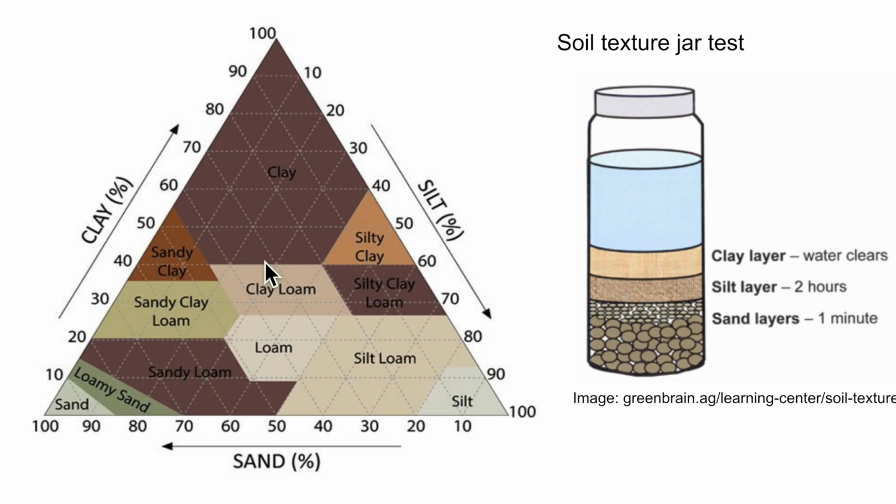You can do a simple test of your soil texture by filling a jar half full of your soil and half full of water, shaking it, and watching how it settles out. It'll give you a rough idea of your aggregate composition. Then you can geek out further by classifying it on this fancy triangle. Check out the image links for more information.